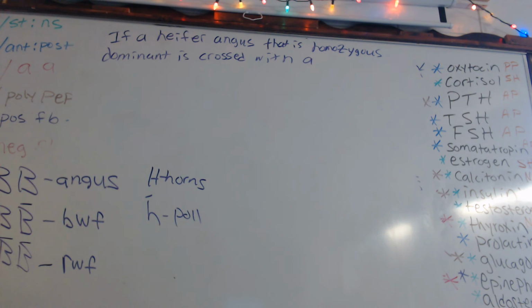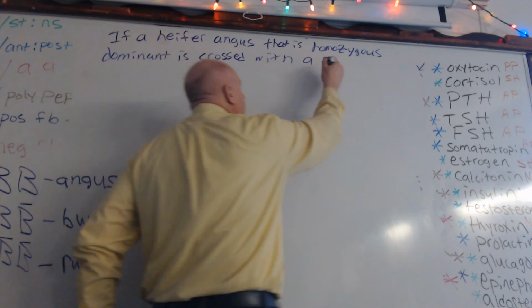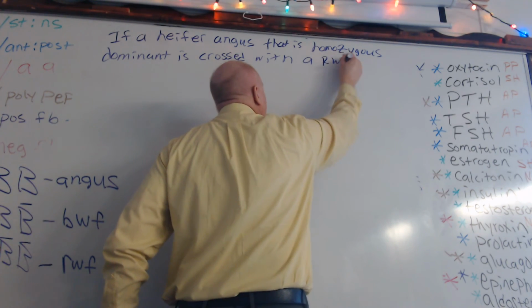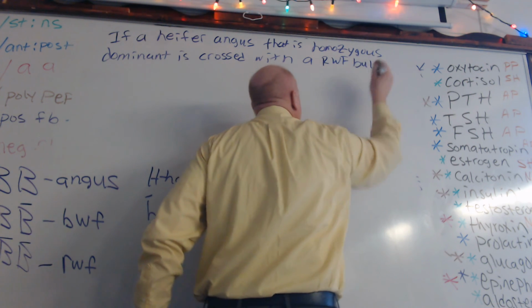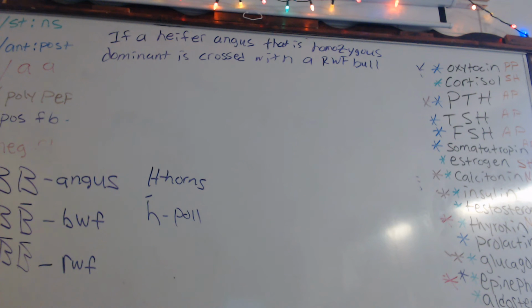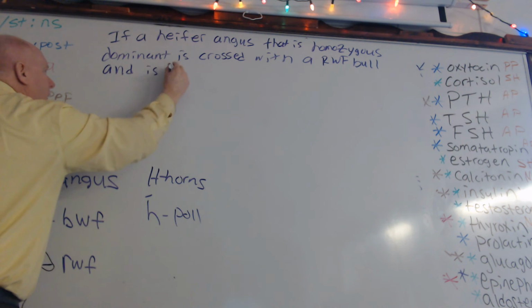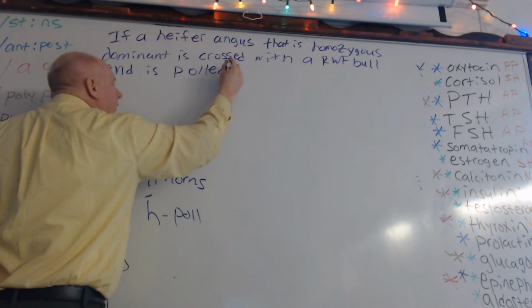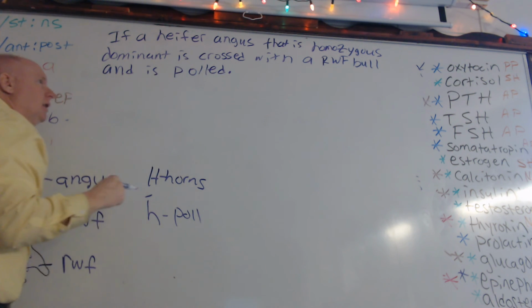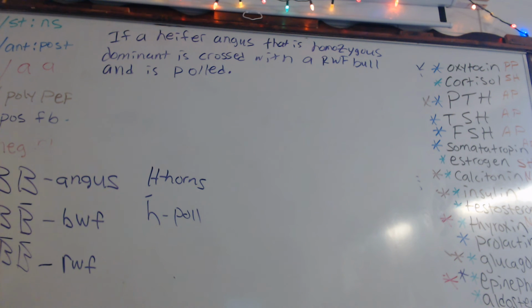Okay, so what's the bull now? Red, white face, okay? Okay, what, horns or no horns? No horns, okay? Okay, so we want the genotypical ratio from this. All right.